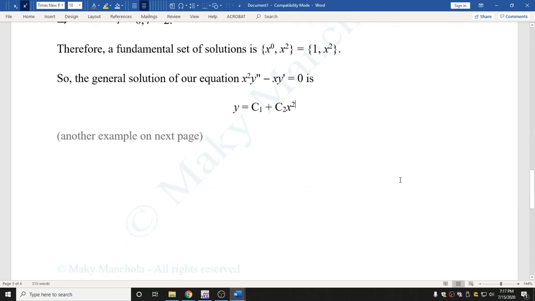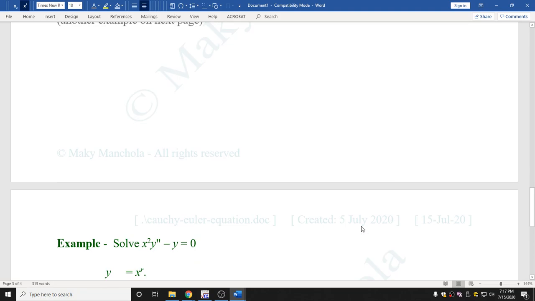Let's do another example. Solve x squared y double prime minus y equals 0. Let's begin by noticing that this is indeed a Cauchy-Euler equation. You have x squared y double prime. You have 0 times xy prime. Y prime is absent, so you could say 0 xy prime minus y equals 0. So it is a Cauchy-Euler equation.